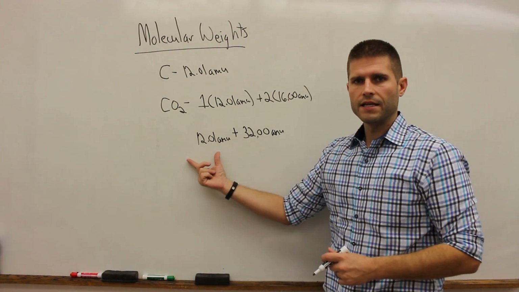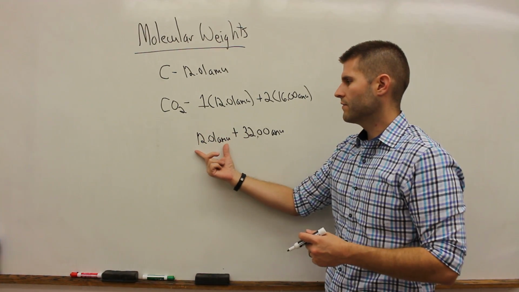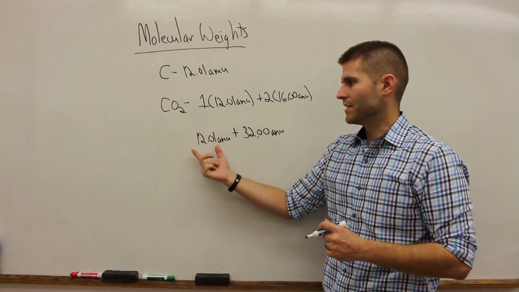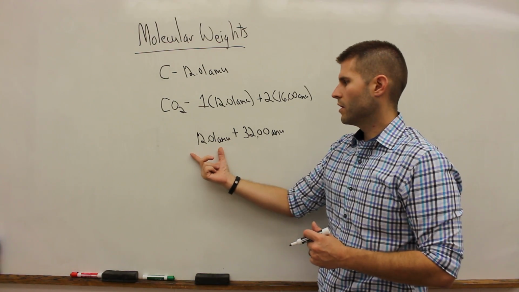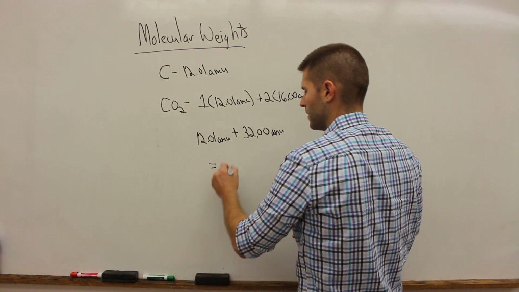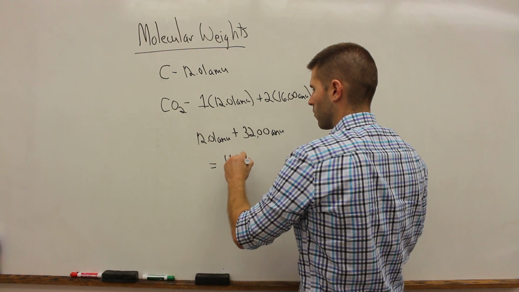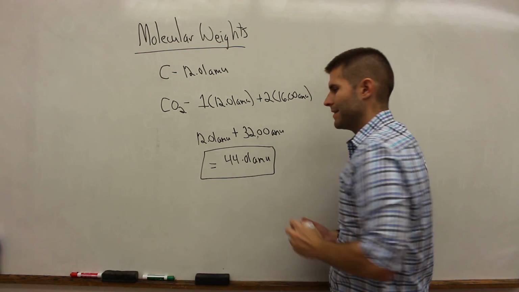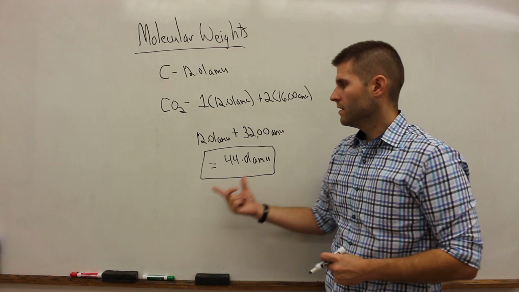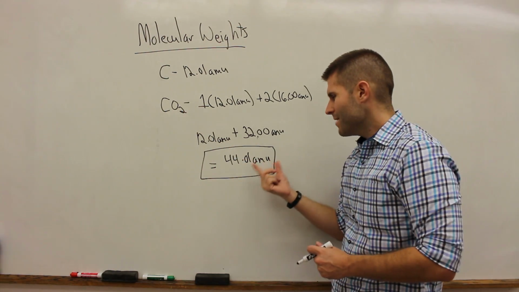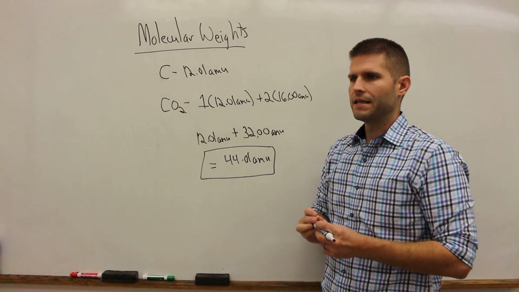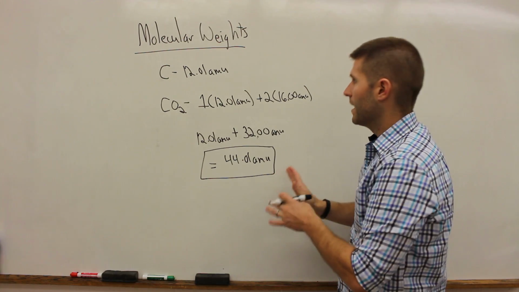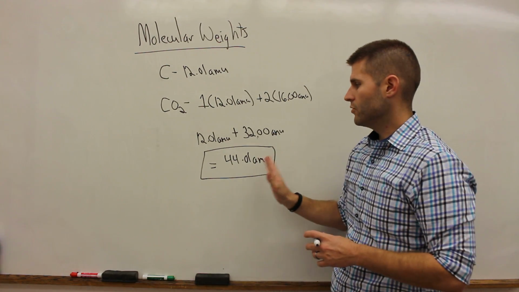Our last step in calculating the molecular weight of this molecule is to add them together. So we're going to be looking for a final answer that has 2 decimal places. When you add 12.01 to 32.00, you get 44.01 AMU. That is our molecular weight for carbon dioxide. Now, AMUs aren't the most useful of units, and in the upcoming videos, I'll be changing that to something else. But for right now, this is the molecular weight according to AMUs.